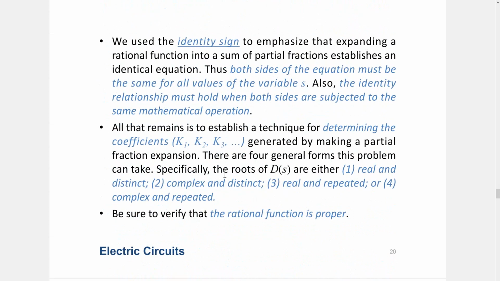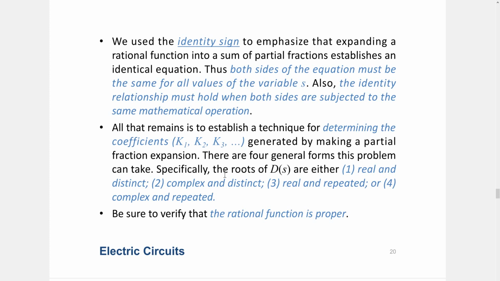So the identity sign is used here to emphasize that the expansion of a rational function into a sum of partial fractions establishes an identical equation. This is why we use the identity sign. Both sides of the equation must be the same for all values of the complex variable s. Also, the identity relationship must hold when both sides are subjected to the same mathematical operation.